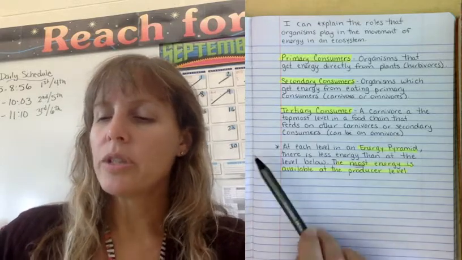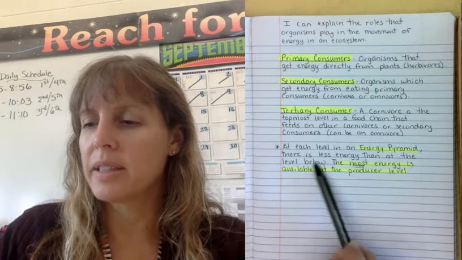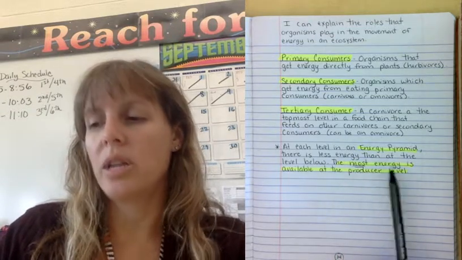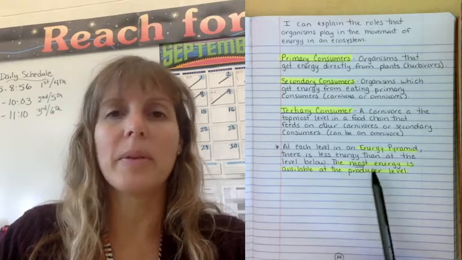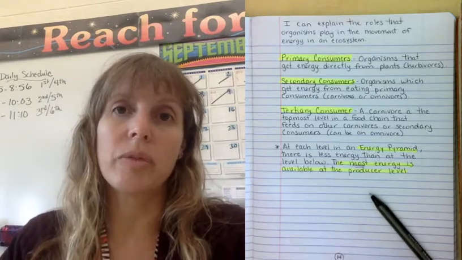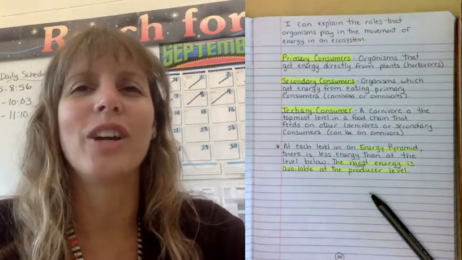Okay. So a little bit of note taking here. At each level in an energy pyramid, there's less energy than at the level below. The most energy is available at the producer level. Remember, that's because we have lots of plants, and the energy that plants get comes from the sun, and there's endless energy from the sun.